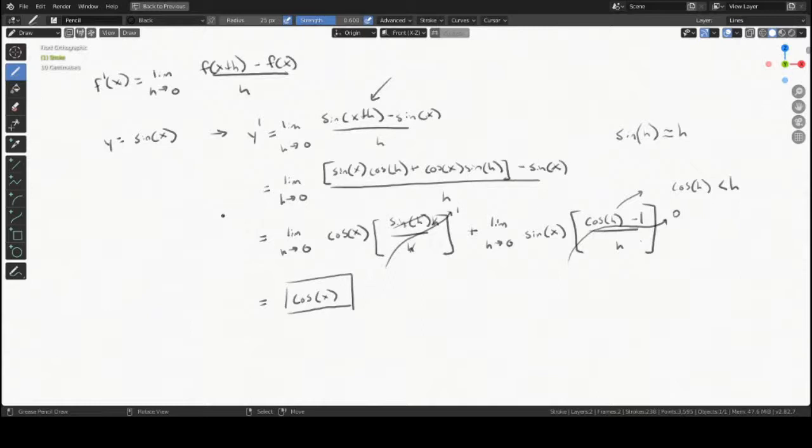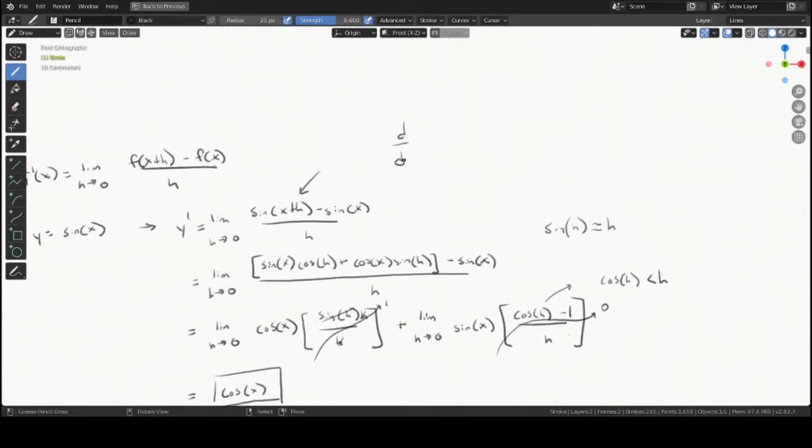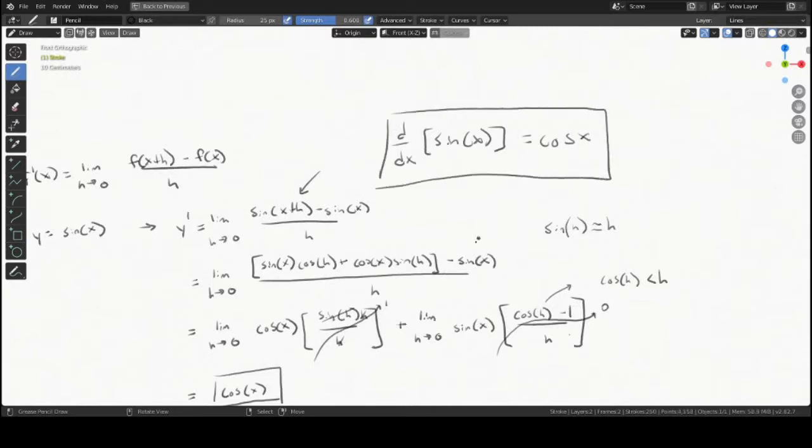In the next video, we're going to talk about the rest of the trig functions and how we can derive those derivatives. It's very important that we understand the trigonometric derivatives and how we derive them, but most importantly, you're going to need to memorize these. You will almost certainly need to know that the derivative of sine of x is equal to cosine of x, and that's what we've proven in this video. We'll go on to the rest of the trig derivatives in the next video.